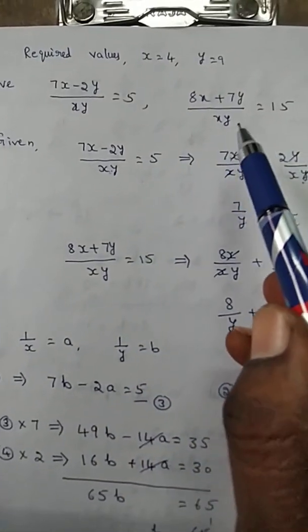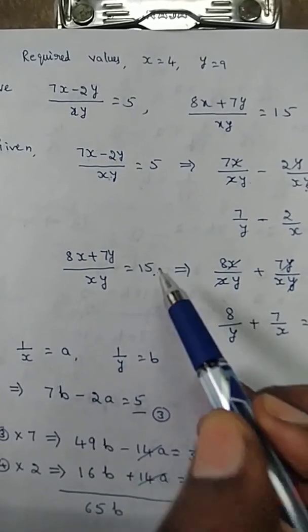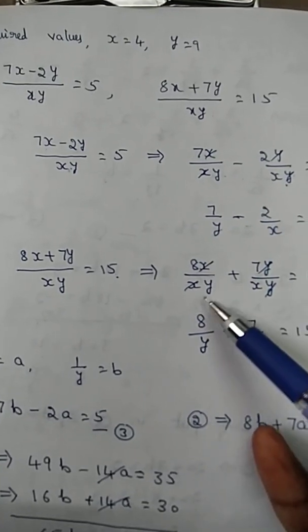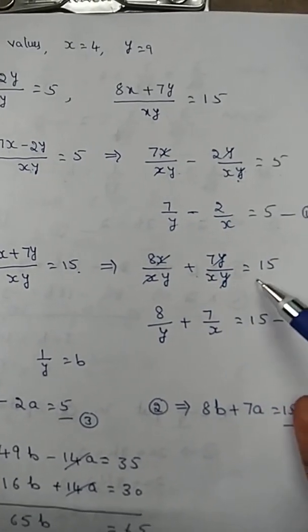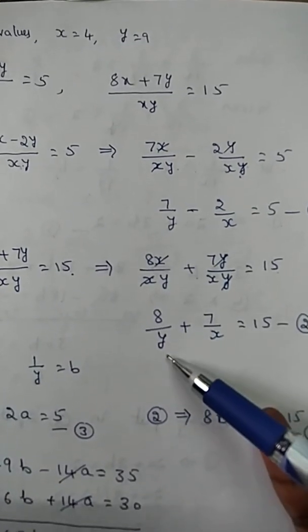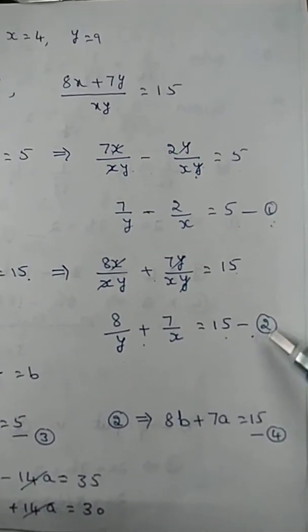Coming to the one more equation in the question, what is given: (8x + 7y)/xy is equal to 15. To simplify it, we follow the same procedure as in the previous problem. 8x/xy + 7y/xy is equal to 15. y cancels, x cancels. The balance equation is 8/y + 7/x is equal to 15. It is the second equation.